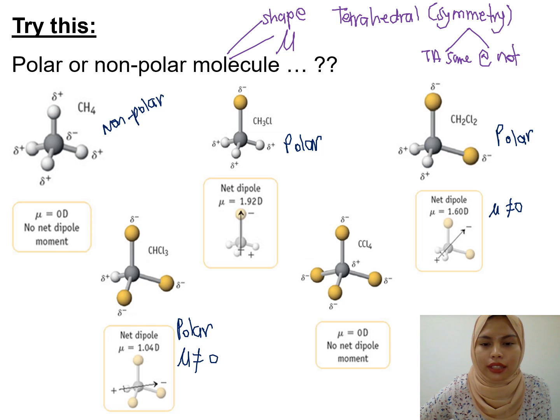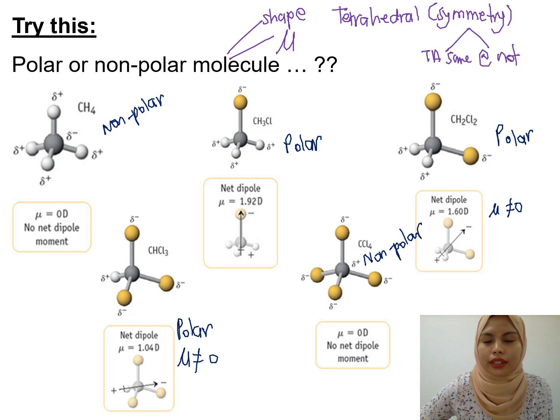Okay, next ialah CCl4. CCl4 tetrahedral shape tetapi same terminal atoms. Bila same terminal atoms, if you look at here, dia punya dipole moment equals to zero. Bila dipole moment equals to zero, therefore molecule CCl4 ialah molecule yang non-polar. Okay.